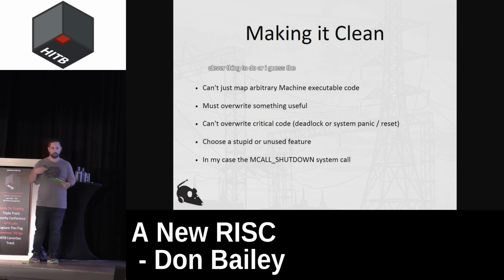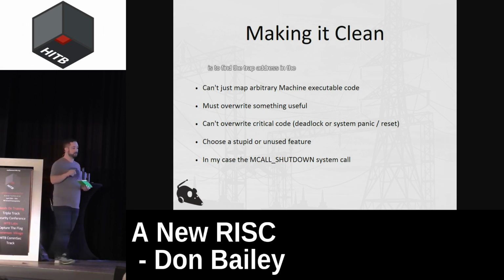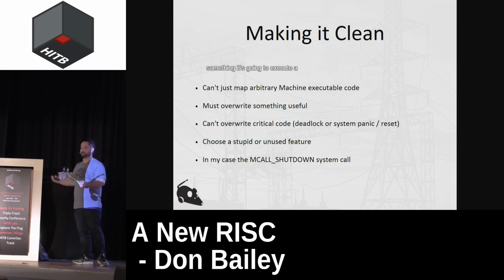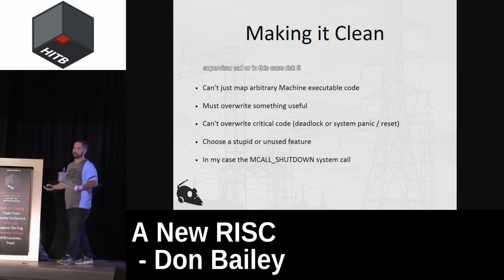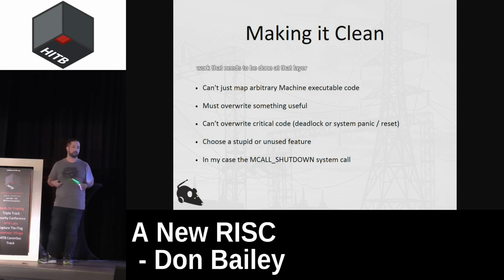So the clever thing to do, or I guess the sensible thing to do, not really clever, is to find the trap address in the machine layer that says, okay, when the supervisor needs the machine layer to do something, it's going to execute a supervisor call. Or in this case, in RISC-V language, an E call, right? That's the address that you want to overwrite.